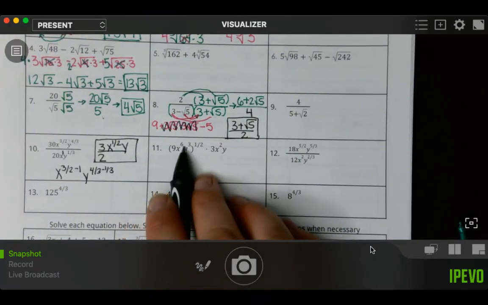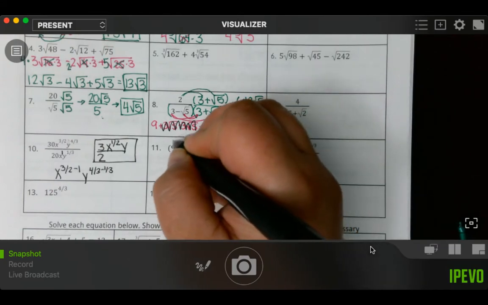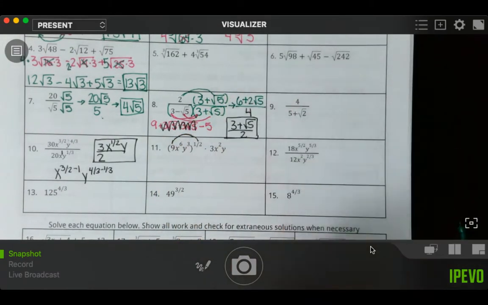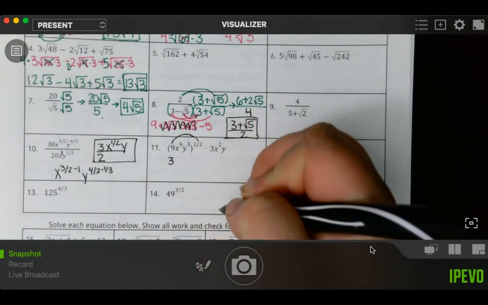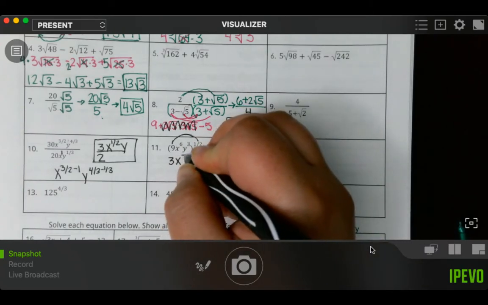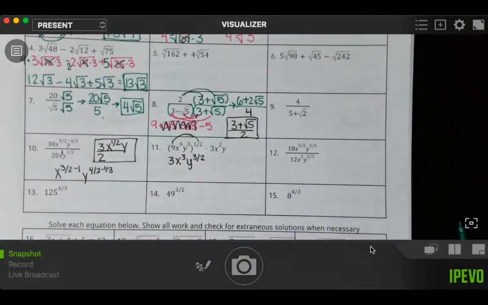Over here, one quick thing, this 1/2 power, when you do the 1/2 power of a number, not another exponent, that is the square root. And the square root of 9 is 3. And then that takes away half of each power. So now the x has a power of 3, and y has a power of 3 halves.